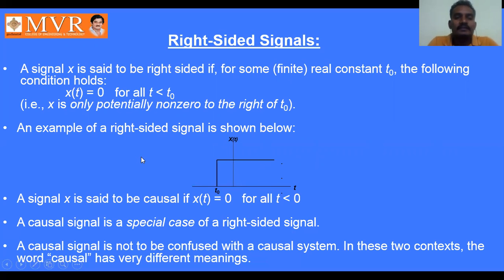An example of a right-sided signal is shown below. x of t is given like this. So here up to t naught, x of t value is 0. From t naught to infinity, its value is some value.